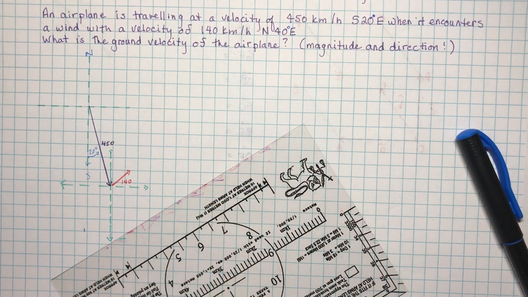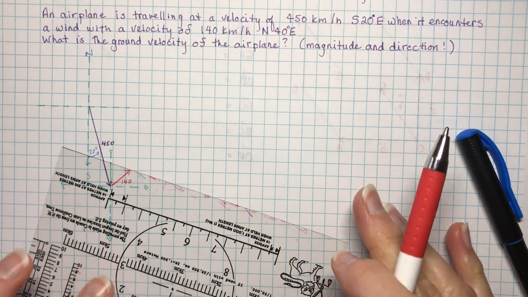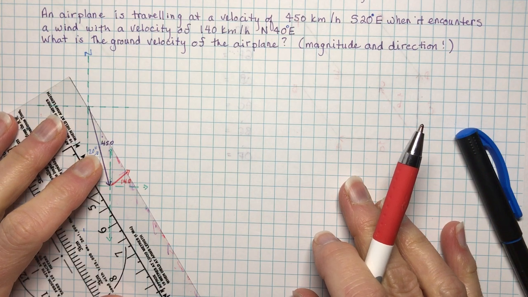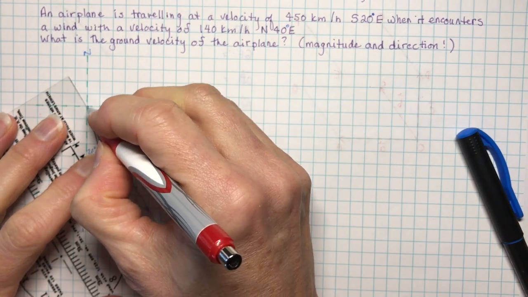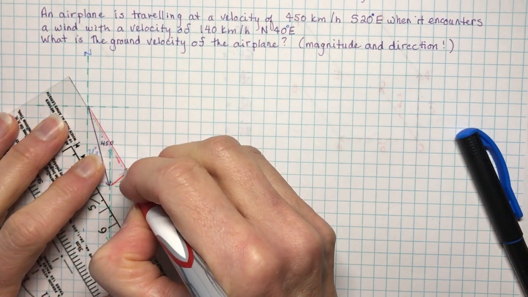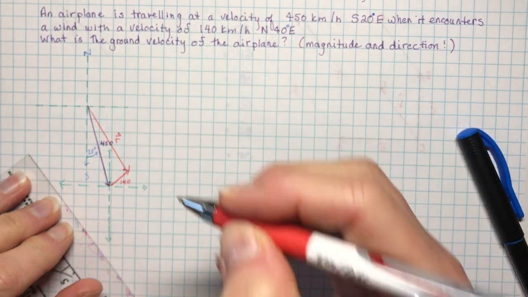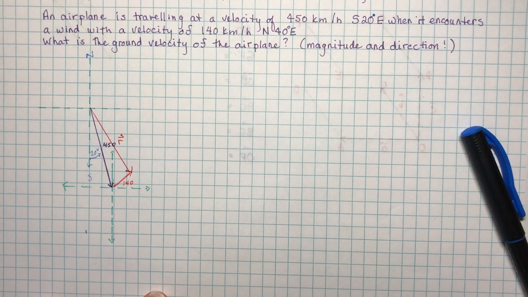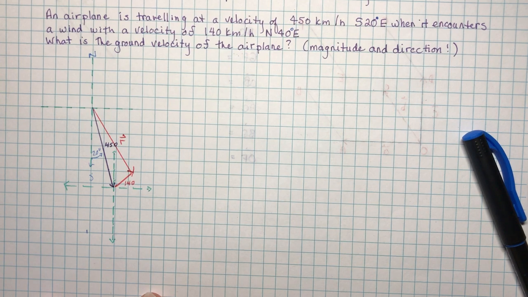Okay, so I want to find the resultant. The ground velocity is the resultant of these two. So remember I told you the wind is going to slow you down, and it's also going to blow you off course sometimes. That's why they have to do all these adjustments in the air. So here's my R. Okay, so this one is a little trickier because you need to do some thinking about where your angles are.